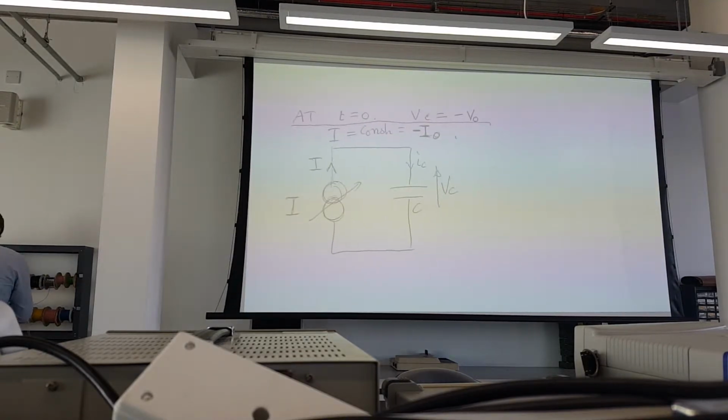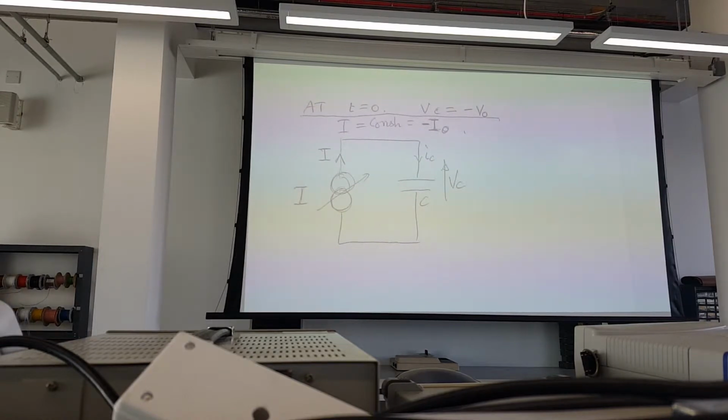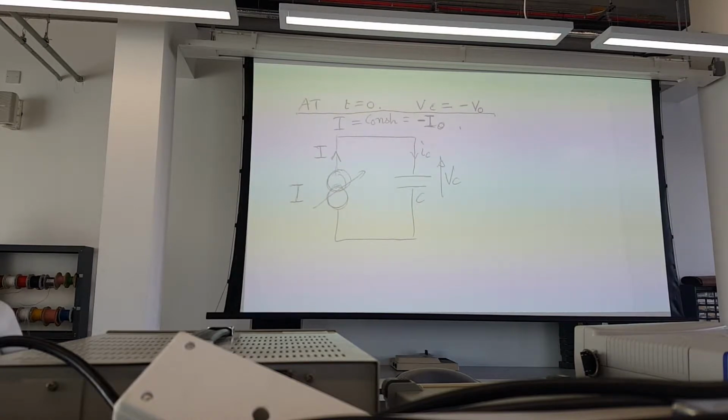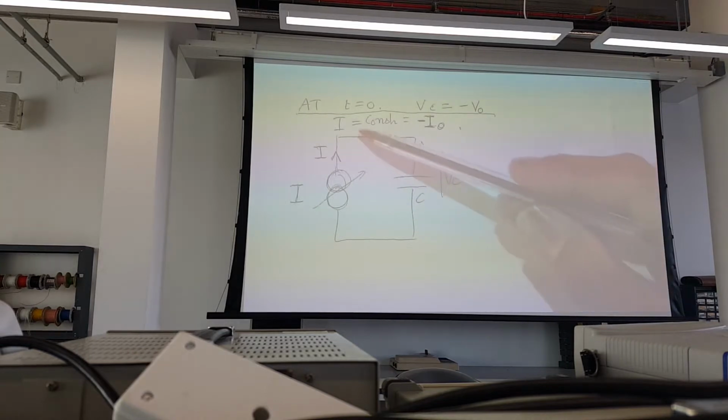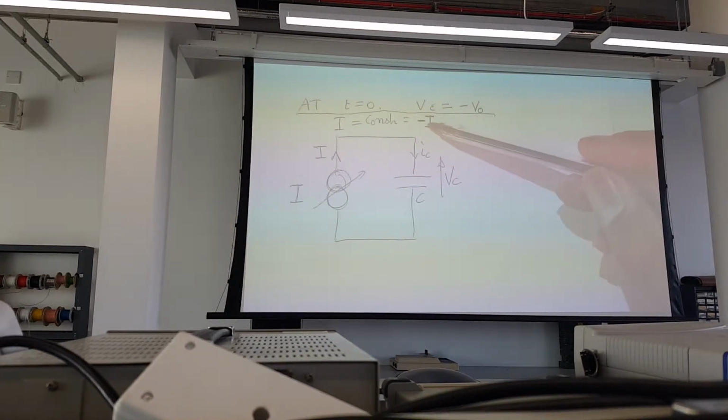What do we think is going to happen this time? Someone tell me what's going to happen now. Anybody know? Without guessing. Current is minus I naught, it's a constant. The voltage across the capacitor at time t equals 0 is minus V naught. It's not even positive, it's negative. What does the graph look like? Yeah, tell me.